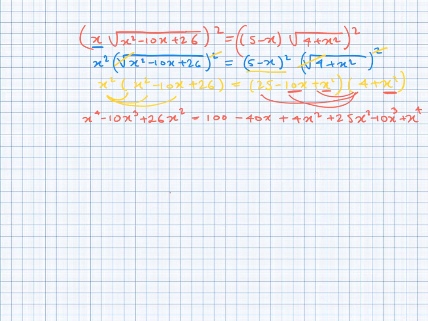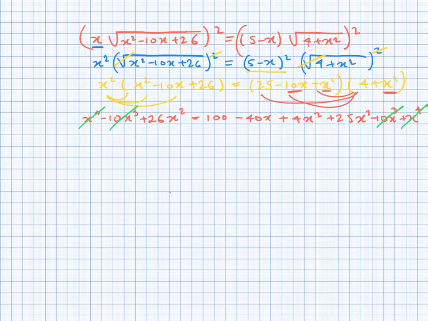So on one side we had positive x to the power of 4. So it's this one here. And we have positive x to the power of 4 as well. So we can cross that out. So it's gone. Also, we have negative 10x to the power of 3, negative 10x to the power of 3. That is gone as well. And now let's collect some terms.